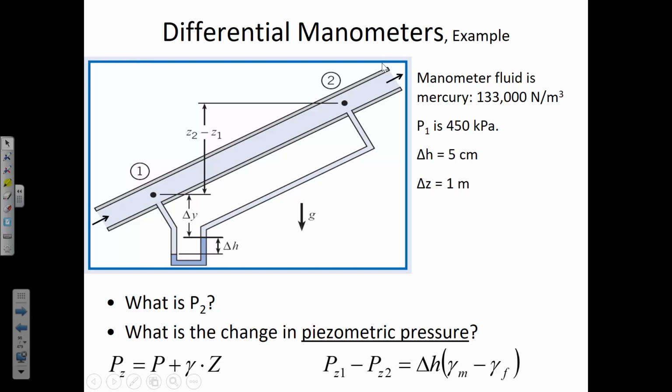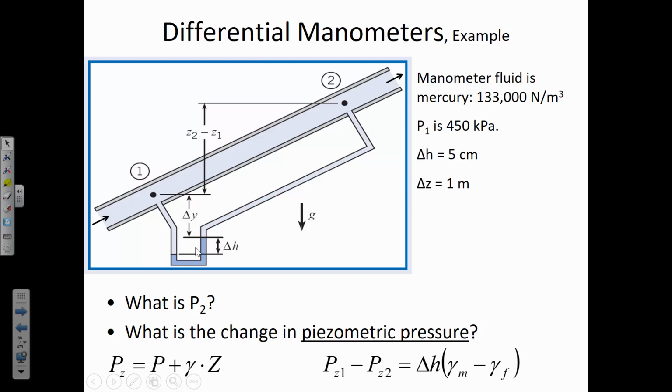So what we have to do is apply the hydrostatic equation and work through this pipe to do it. So we're going to start where we know something and work towards the unknown. Here in this example, we know the pressure at 1. It's given. The pressure at 1 is 450 kilopascals. It's given that the fluid down here is mercury. Let's just use 133,000 newtons per meter cubed as the unit weight of this mercury.